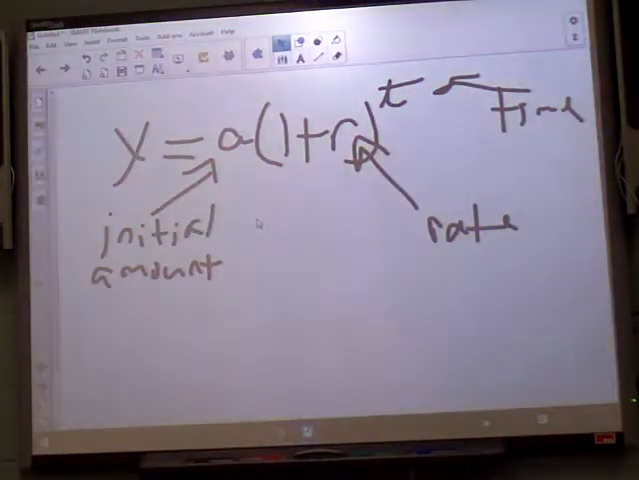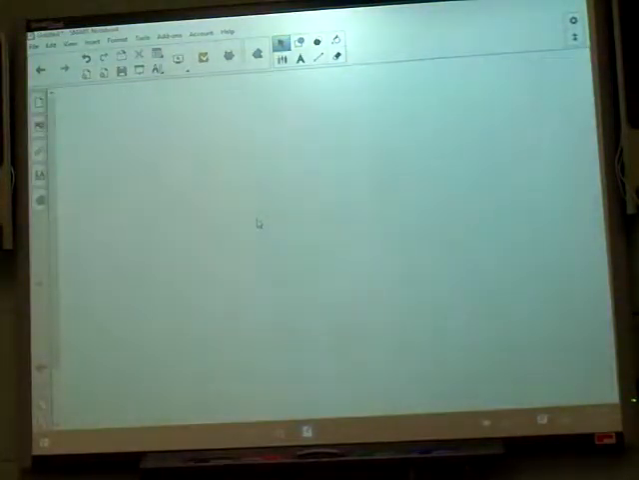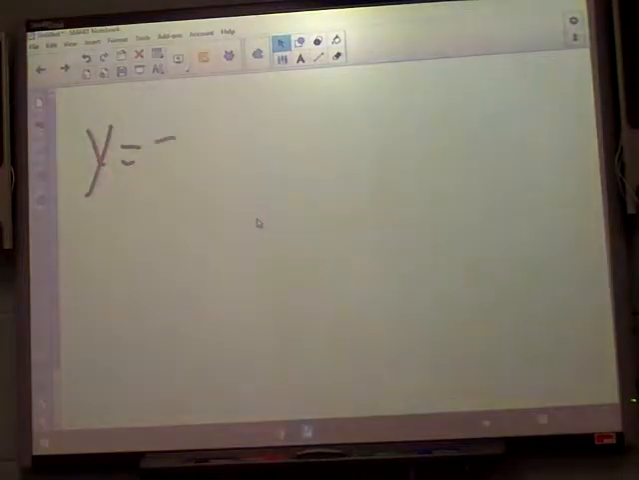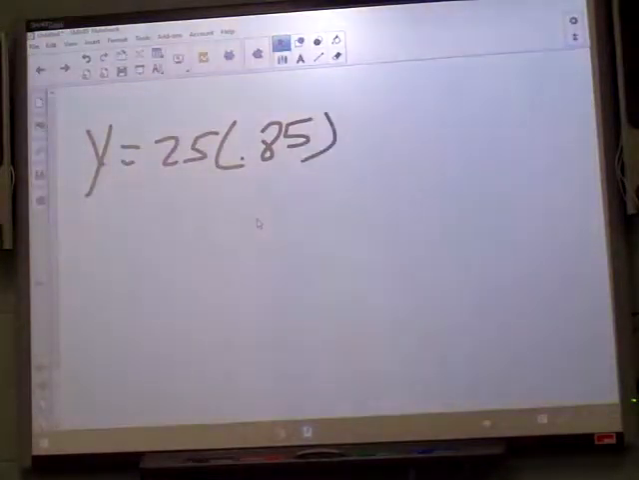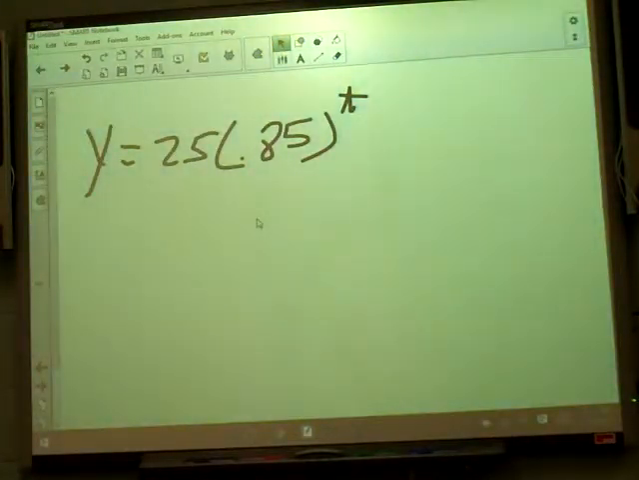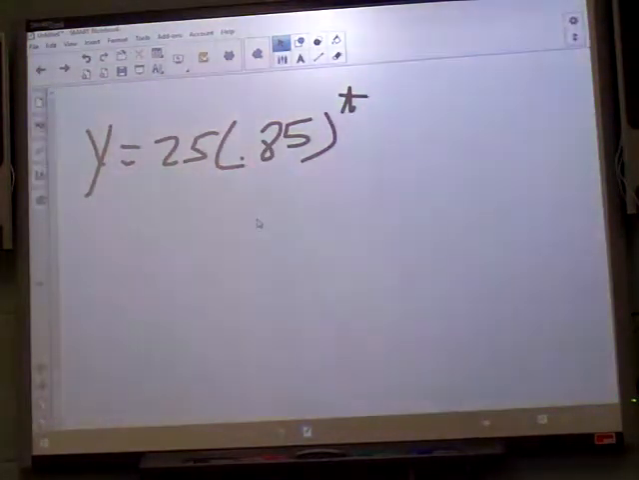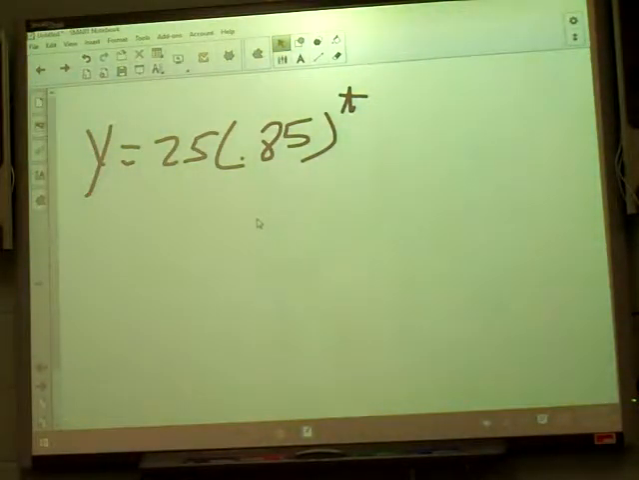Alright, let's use that here. Here's the problem that we're talking about. The value of a car in thousands of dollars can be approximated by this model. y equals 25 times 0.85 to the t power, where t is the number of years since the car was new. First thing it asks us to do is to tell whether it's a growth or a decay. Then after that, we're going to identify the annual percent increase or decrease, and then we're going to figure out when the car will be $8,000.